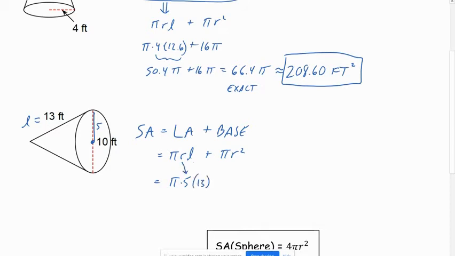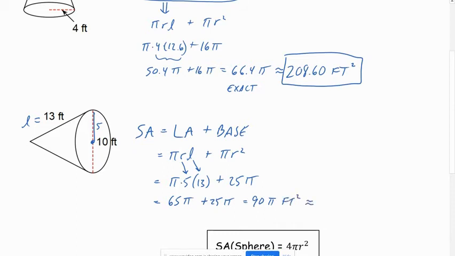So there's our radius 5, our slant height 13. And then since our radius is 5, here we get 25 pi. So 5 times 13 is 65. So that's 65 pi plus 25 pi. That's 90 pi. And that's in square feet.